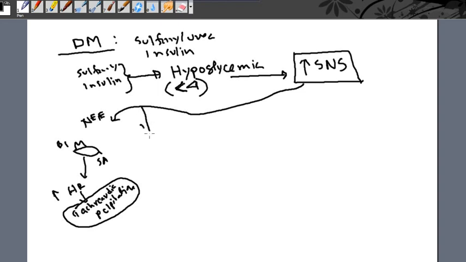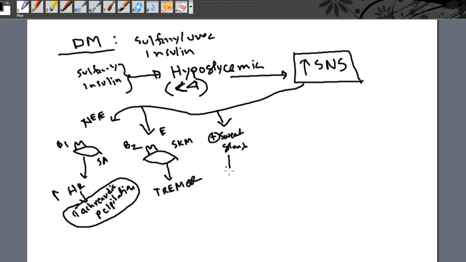Second important response of hypoglycemia is that this epinephrine will stimulate the beta 2 receptor in the skeletal muscle spindle. So what will happen? There will be tremor. And third important thing is that the sympathetic nervous system will stimulate sweat gland, and this will lead to sweating. And fourth important event is that the sympathetic nervous system will activate adrenal medulla, right?